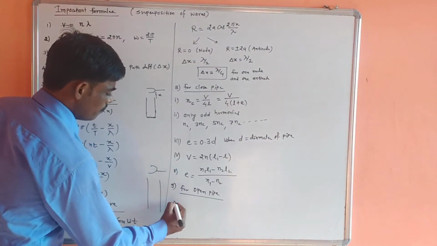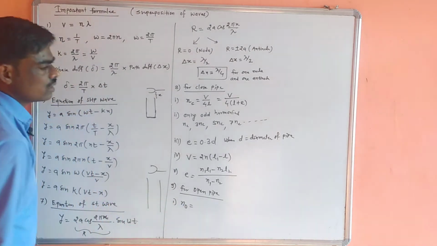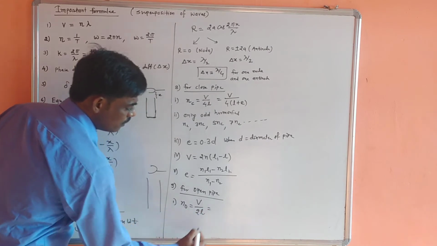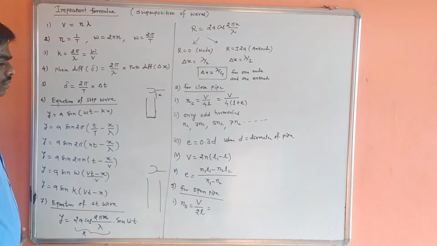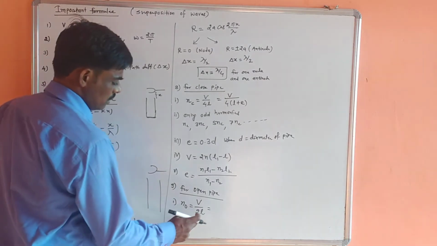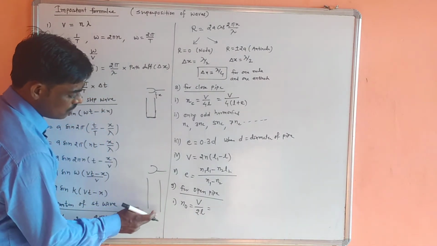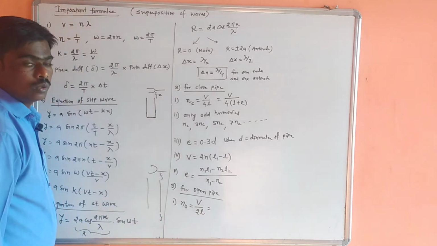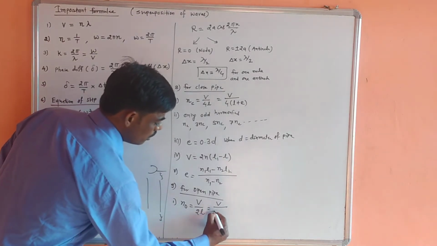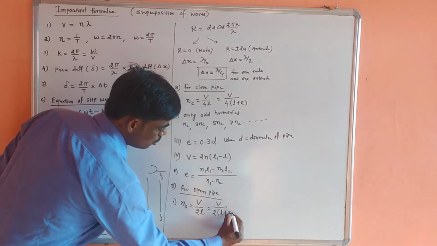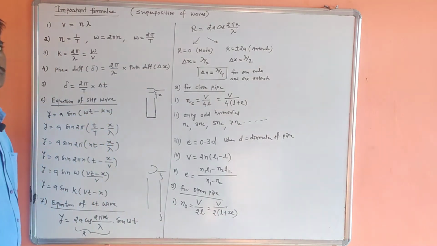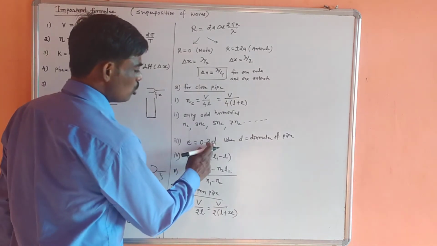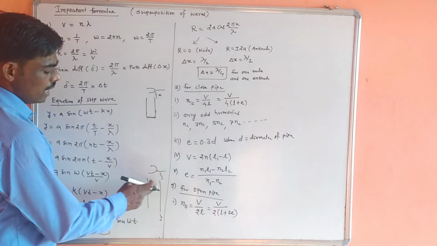So for open pipe, the fundamental frequency is V upon twice L. If end correction is to be considered, then end corrections are present at two ends, here also and here also. So this formula becomes V upon twice (L plus 2E), because we have to consider end correction two times, and E is nothing but 0.3D, D for diameter of this pipe.